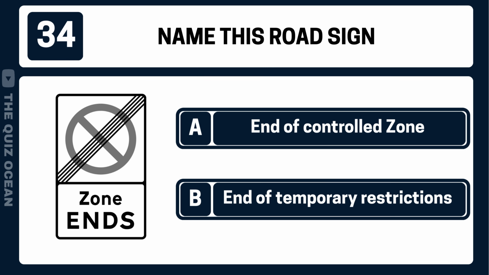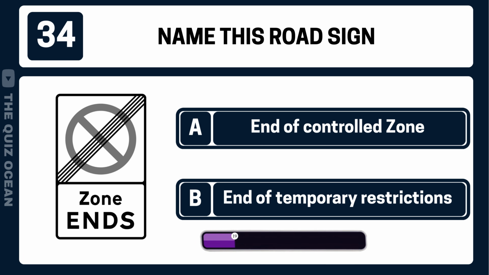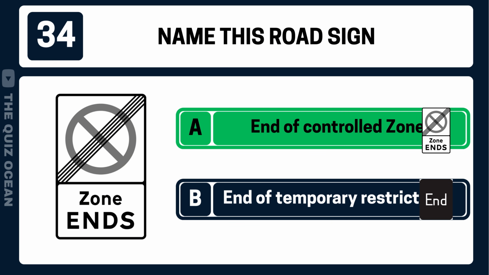Name this road sign. A. End of controlled zone. B. End of temporary restrictions. Well spotted. This sign indicates the end of a controlled zone.